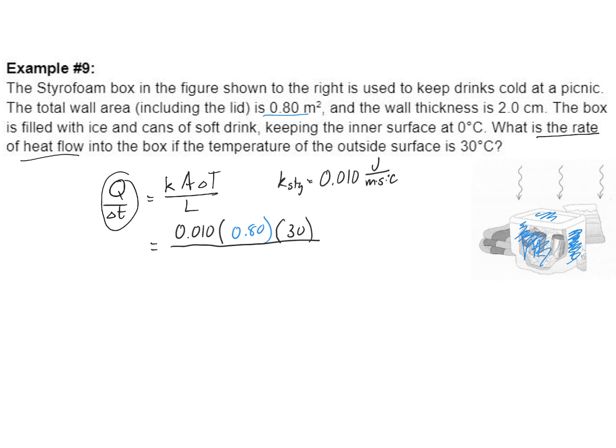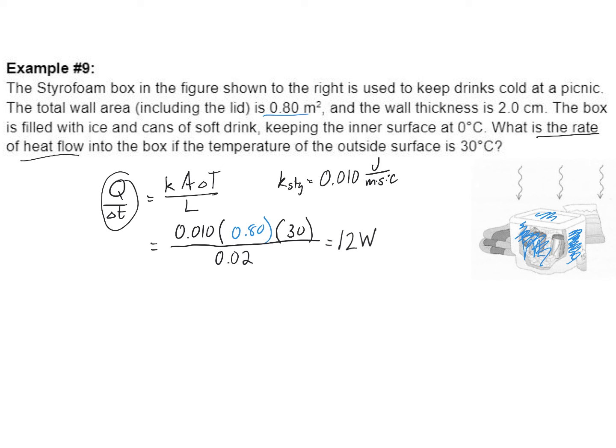And then we divide by the length. Now remember, length is the thickness of wherever the heat is transferring through. So that's going to be the thickness of the wall here. We do want it in SI units. So it gives it to me in 2 centimeters. So I'll write that as 0.02 meters. And I've got all the numbers I need. I should be able to calculate it then. So we type in all those numbers, and we get 12 watts.